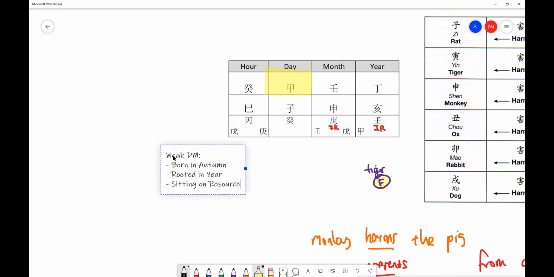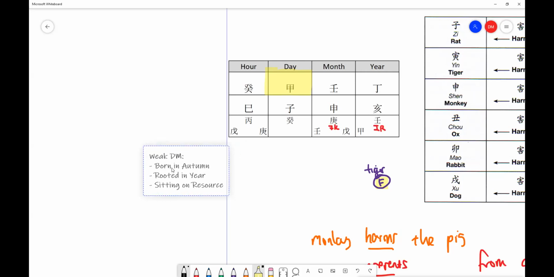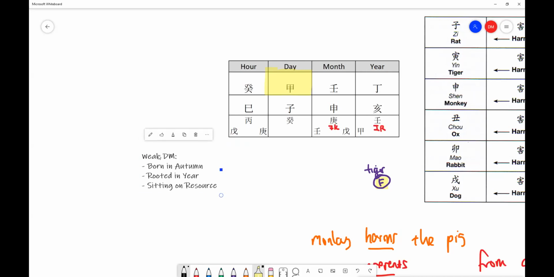Sitting on resource. Now people who sit on resource can be strong, because the resource supports. Water feeds the wood, and water is also quite good in autumn. So water feeds the wood, rooted. But of course, born in autumn, so it's mixed but generally okay. Not very weak, just somewhat weak. Why? Because it's rooted and because it's sitting on resource. This strengthens the day master just out of season.